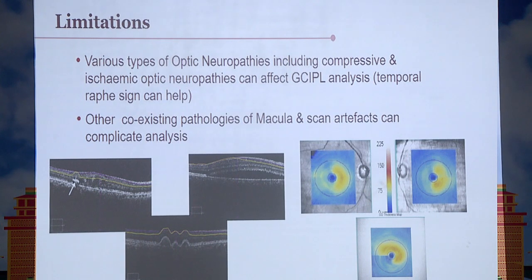We also have to think about other coexisting pathologies like macular conditions. They can cause scan artifact and can complicate the analysis. But once we dilate the pupil and look before going for the analysis with the OCT, we can know that these conditions can cause artifact, and we have to exclude these conditions from the view.